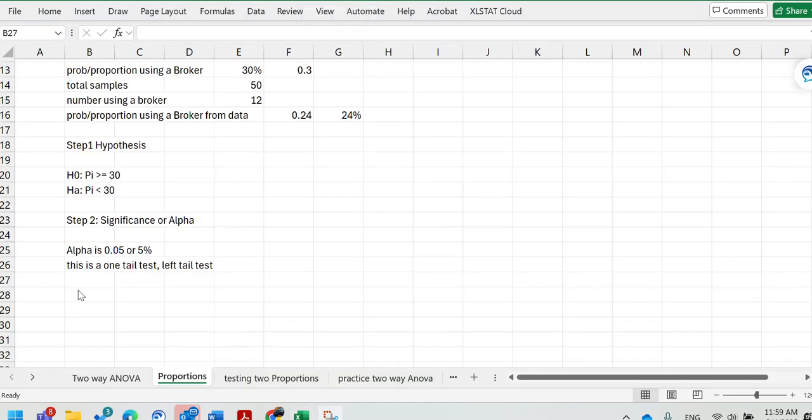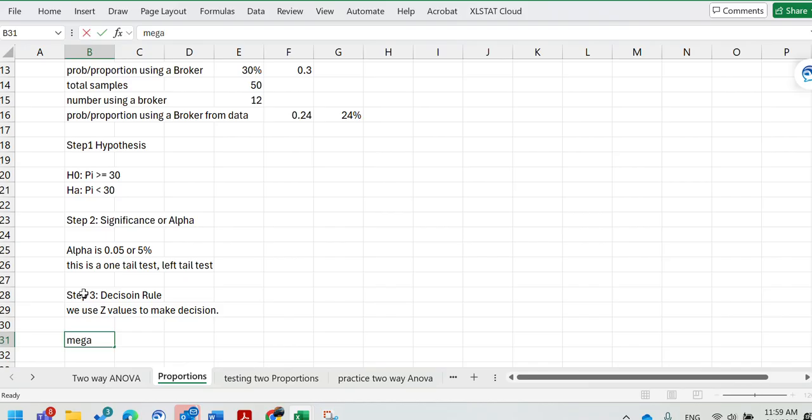Let's go to step 3. Step 3 is decision rule. Now for doing a pi proportion testing, we use the Z test. Okay, we use the Z values to make a decision. Yes, I want the decision. Now, which means I have to get the Z output, right?